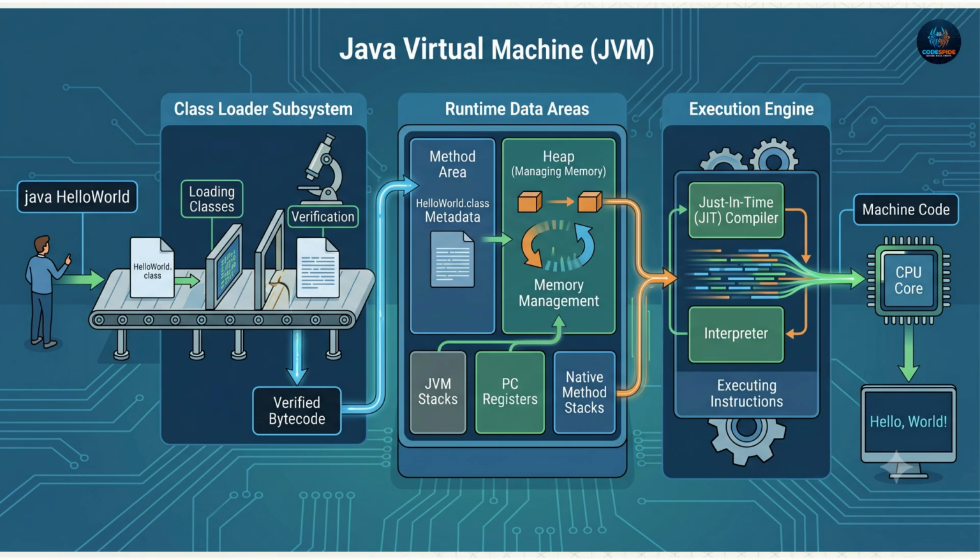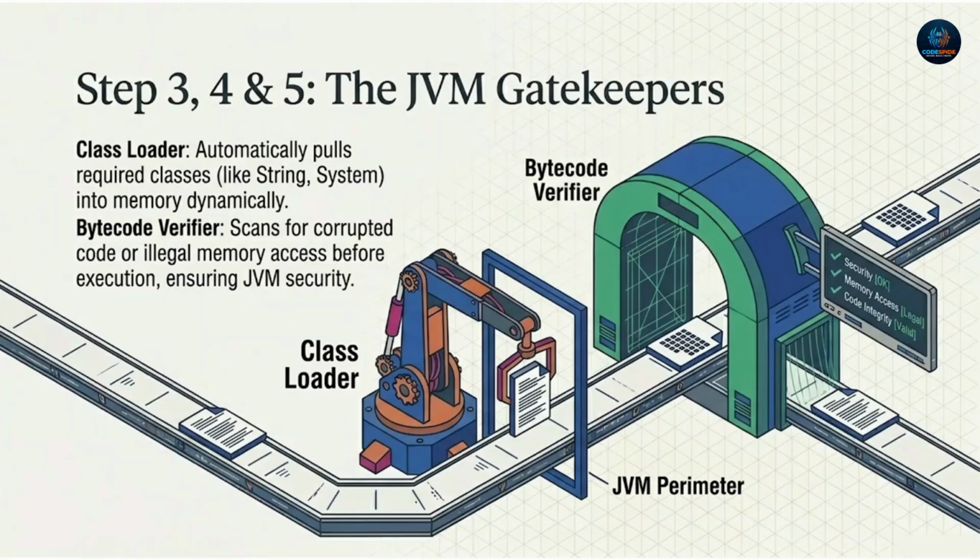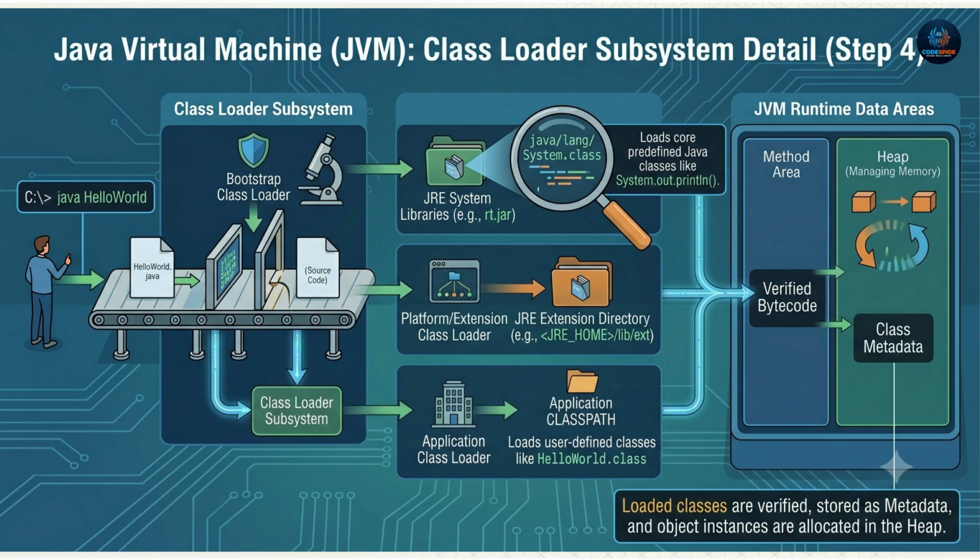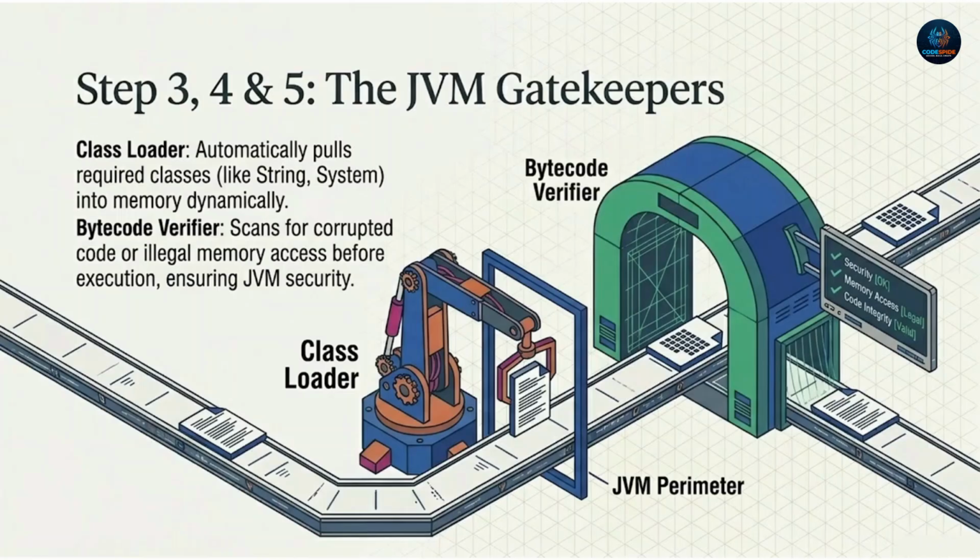Now let's understand the internal components of the JVM. First one is the class loader. What is the main responsibility of the class loader? Its job is to load the required class files into memory. For example, System.out.println belongs to Java's predefined library. The class loader automatically loads this class when required.